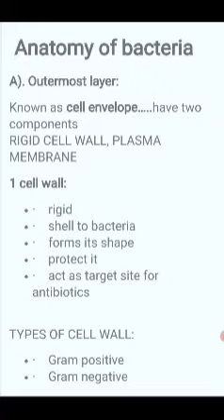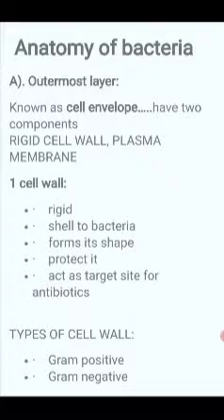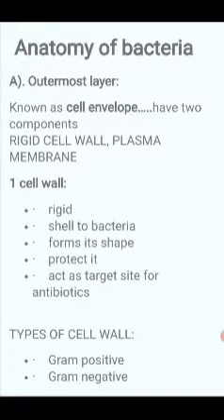First of all, the bacterium is made up of an outermost layer and the inner cell, surface materials, and the outermost layer is known as the envelope. The envelope has two components: the rigid cell wall and the plasma membrane. The cell wall is rigid. It is a shell to the bacteria, forms its shape, protects it, and acts as a target site for antibiotics.